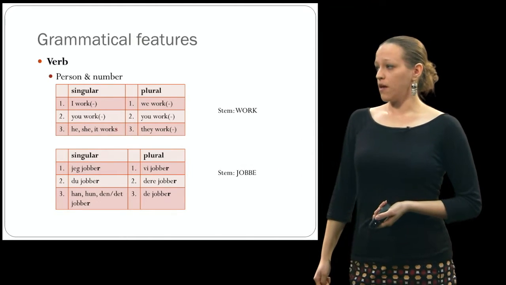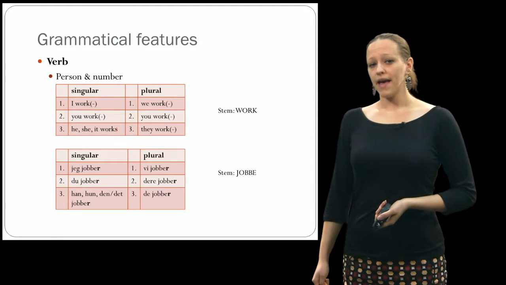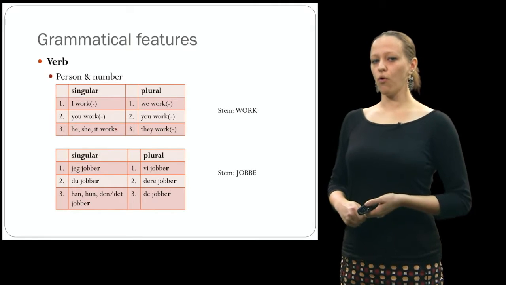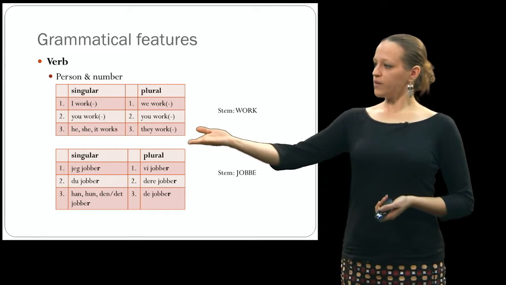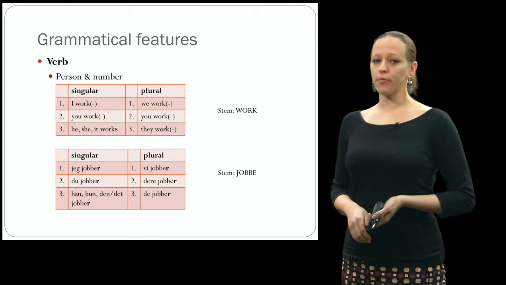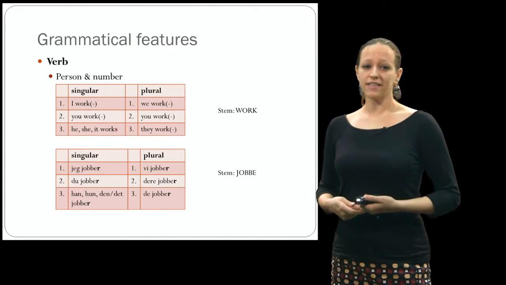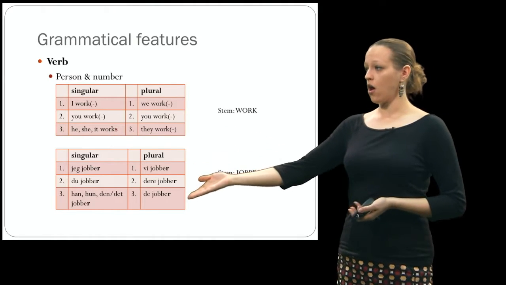Other languages, for example Norwegian, do the same thing. And if you think that Norwegian doesn't have agreement, it's not exactly the full picture. You can see that in Norwegian, the ending is the same in each person. So you have jeg jobber, du jobber, vi jobber. You cannot see any difference because it's always just the same ending.